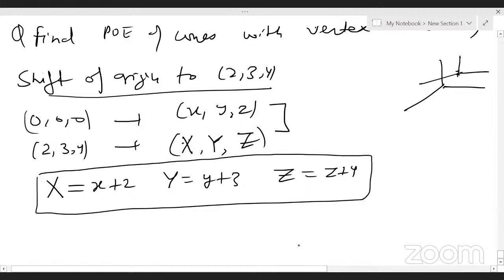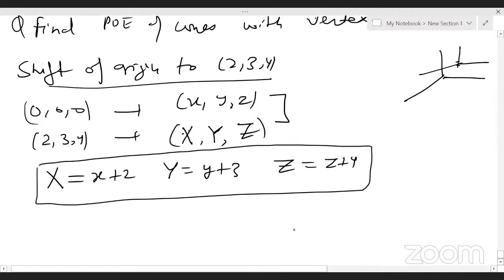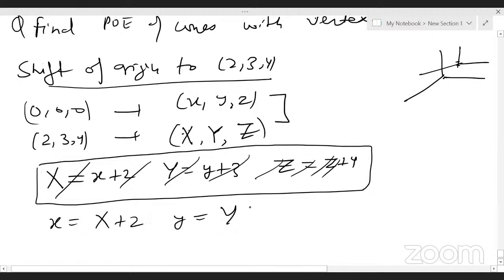These are the relation. Okay, sorry, it is the other way around. The relation is not this actually, because you are shifting origin to 2, 3, 4, not 2, 3, 4 to origin. So small x will be capital X plus 2, small y will be capital Y plus 3, and small z will be capital Z plus 4. Okay, so this is the thing. You have to do it like this.